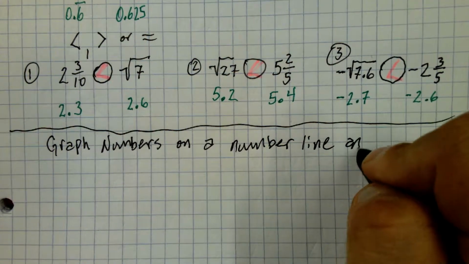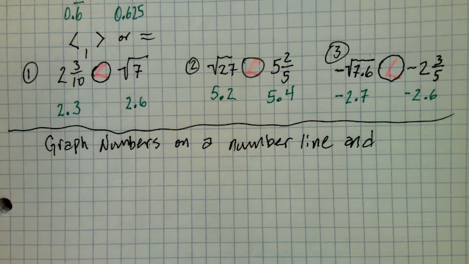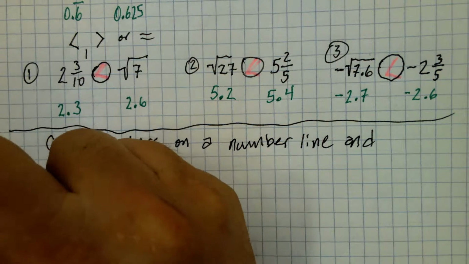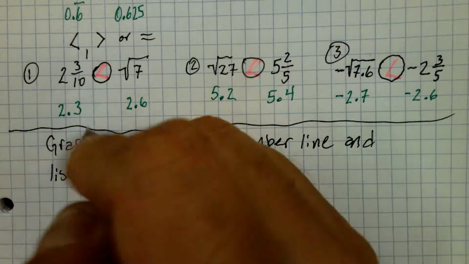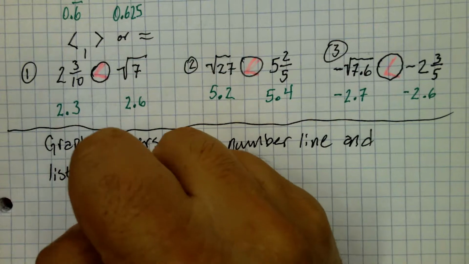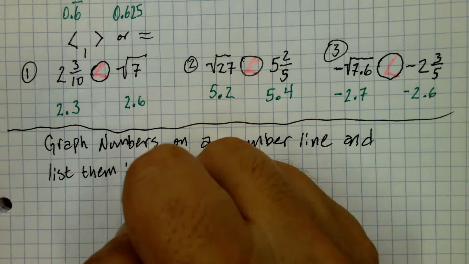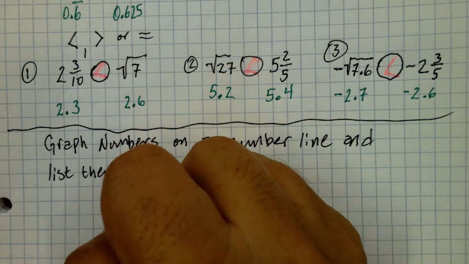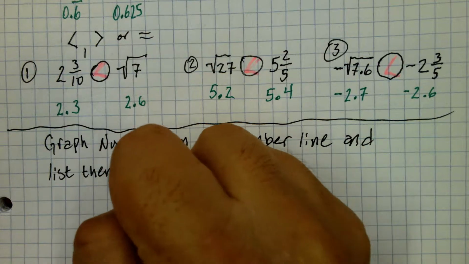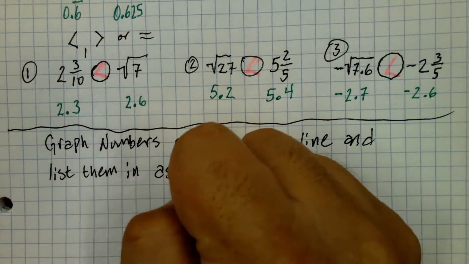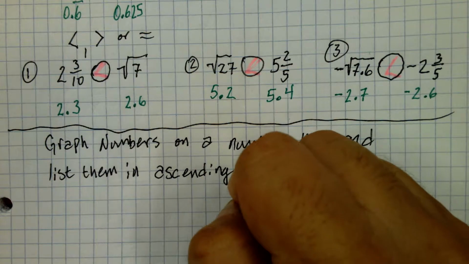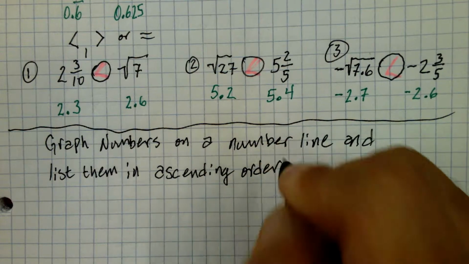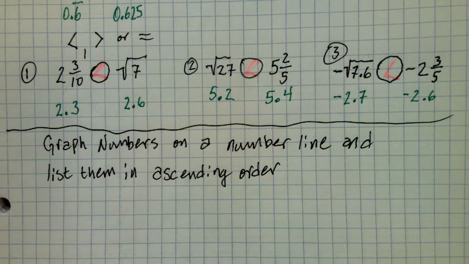And that's the ugliest I've ever written. List them in, there's two words we should be familiar with. This is one of them. Ascending order. We want to list these in ascending order.